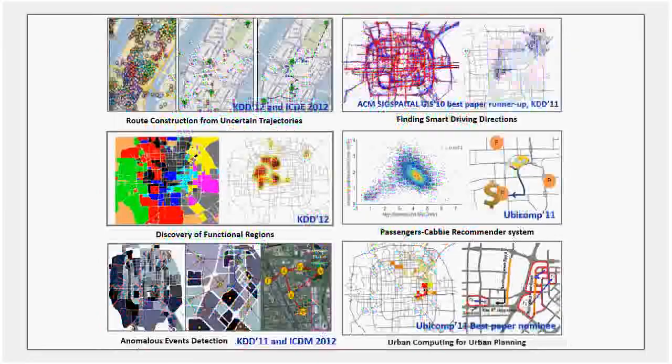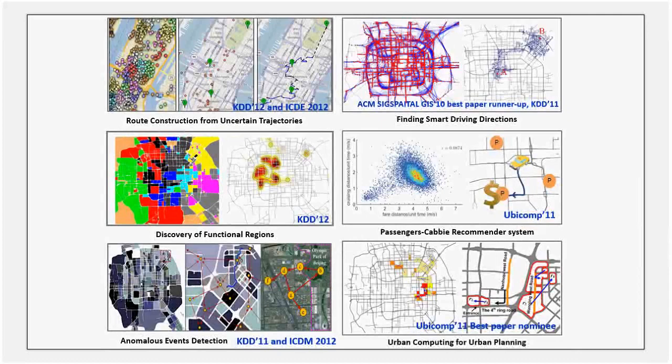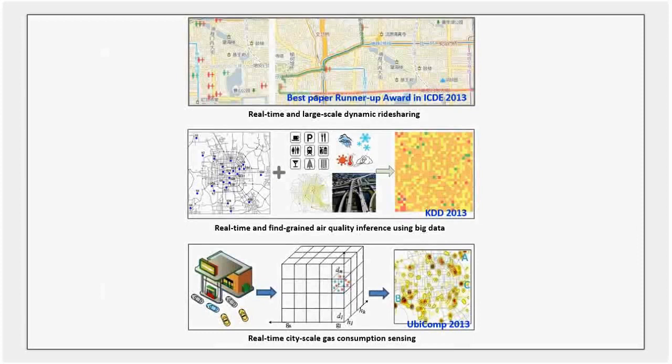Using these data sets, we have enabled a series of technical work, from finding the practically fastest paths based on large-scale taxi cab trajectories, to gleaning the problematic design in a city's road network, and to identifying the functional regions in a city. Last year, we had 3 new results about large-scale dynamic ride sharing among taxi cabs, air quality, and real-time gas consumption sensing in a city. So I will give you three examples in my following presentation.